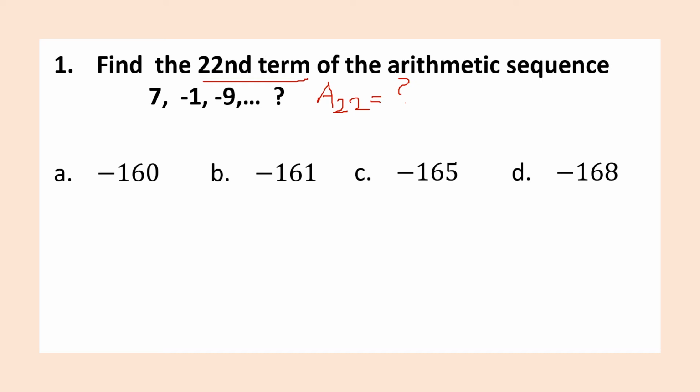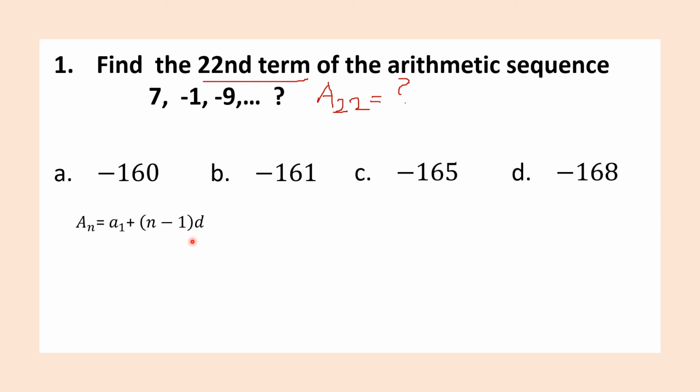So, para mas mapadali yung ating paghahanap, kailangan natin gamitin yung nth term or yung formula ng paghahanap ng nth term ng arithmetic sequence. And that is a sub n is equal to a sub 1 plus the quantity of n minus 1 times d, where a sub n means the last term or yung nth term, a sub 1 is the first term, n is the number of terms or the order of the term, kung pang ilan siya, or yung bilang ng mga terms lahat, and d is the common difference.